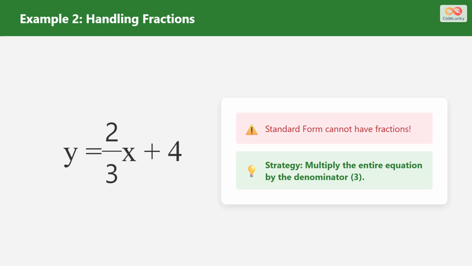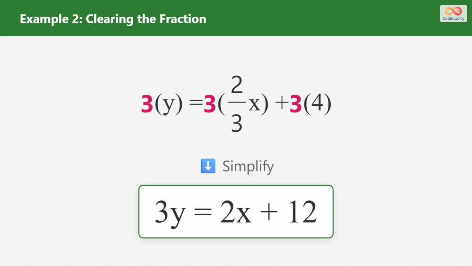Now let's try one with fractions, which is very common. Here we have y equals 2/3 x plus 4. Standard form cannot have fractions, so our first priority is to clear that denominator. The denominator is 3, so we multiply every single term in the equation by 3. 3 times y is 3y. 3 times 2/3 x becomes just 2x, and 3 times 4 is 12. Now we have a nice clean equation, 3y equals 2x plus 12.